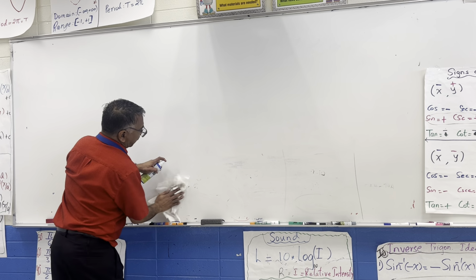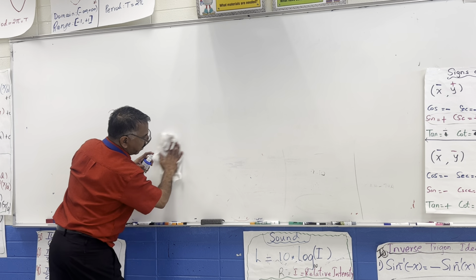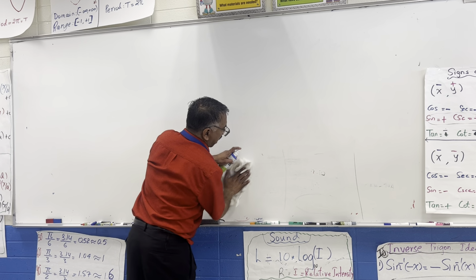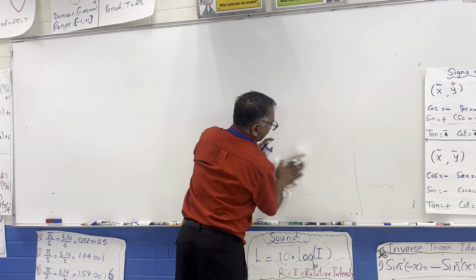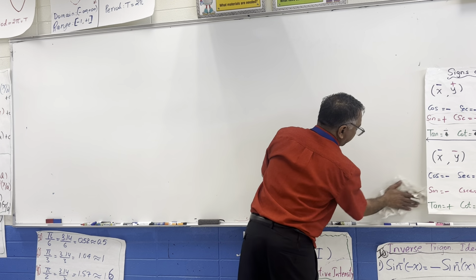So first decide which quadrant they give you. And accordingly you must know which ratio is positive and negative.